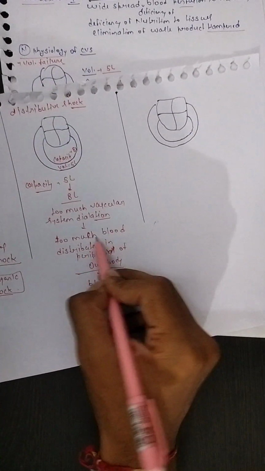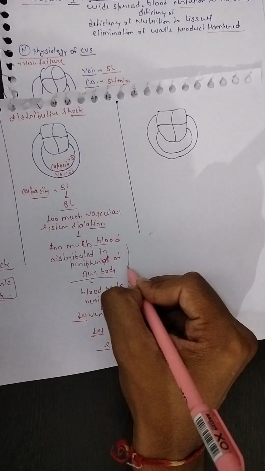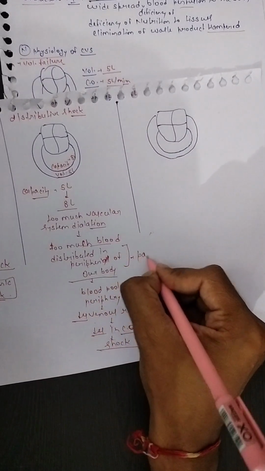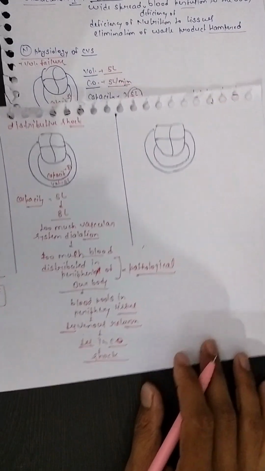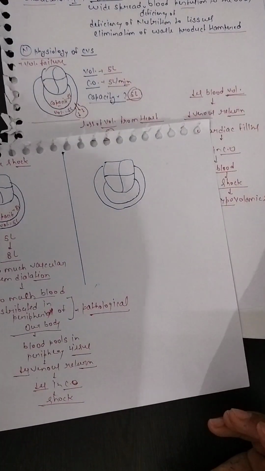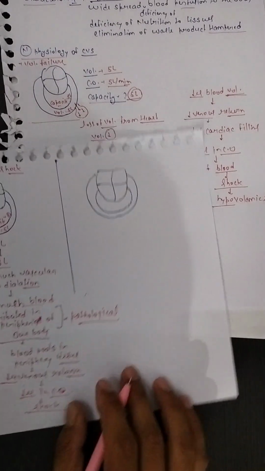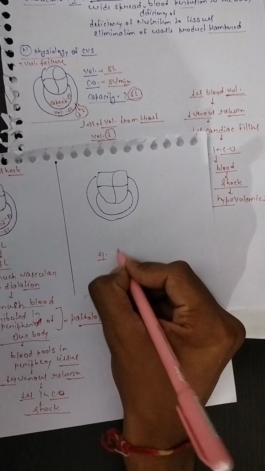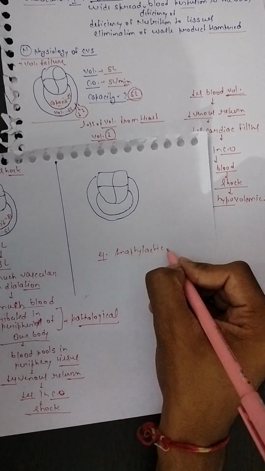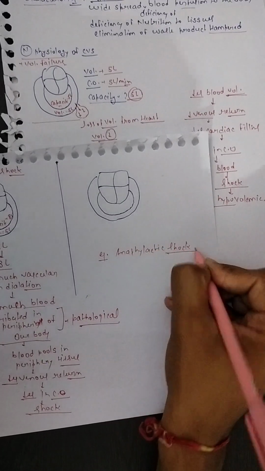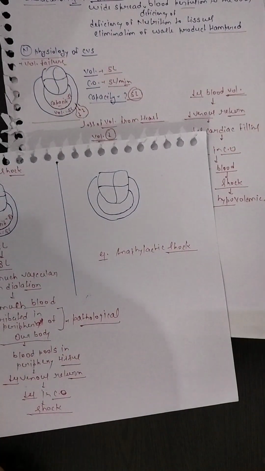This condition, too much blood distributed in the periphery of tissue, is the pathological condition. Now, can you tell me an example of this condition? The example of this condition is anaphylactic shock.